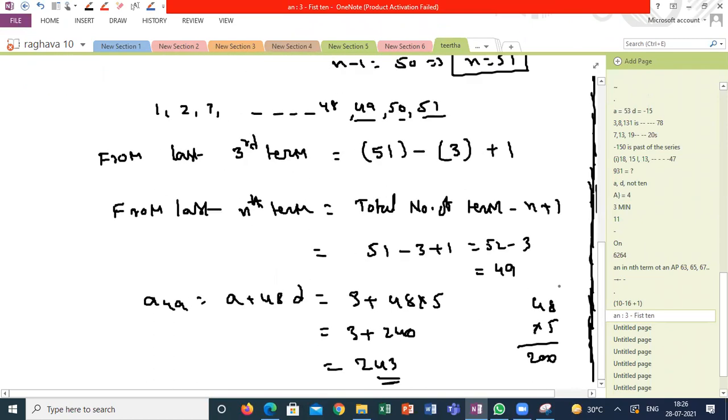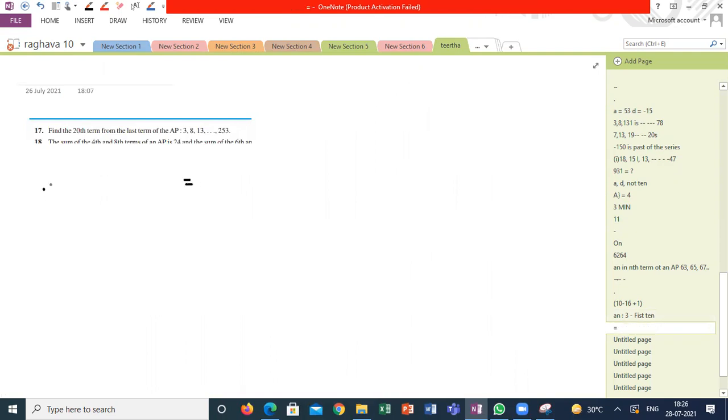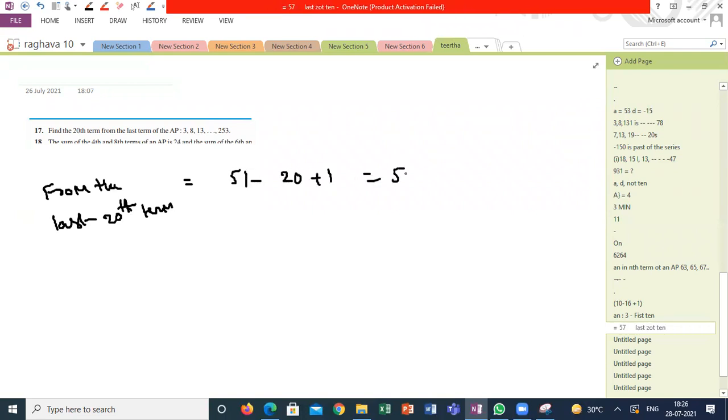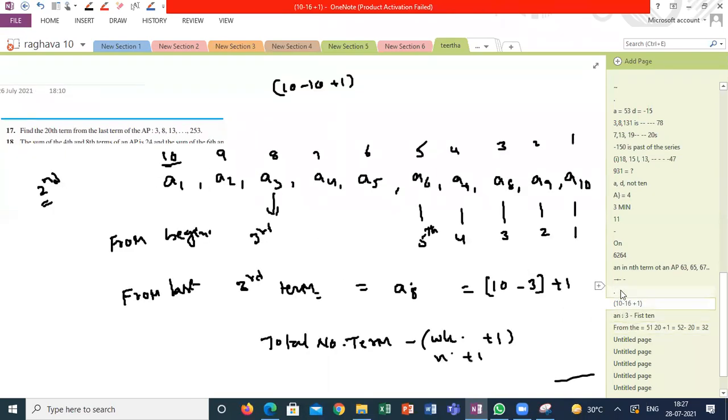Now, for the 20th term from the last, using this formula, whether I am getting the same thing or not, we'll see. So the total number of terms is 51, plus 1, so this is 52 minus 20. This will be 32. He's asking us to calculate indirectly A32. A32 is A plus 31D. So A is equal to 3, plus 31 into 5, 3 plus 155. That is 158. Is it the same answer we got in the previous method, guys?